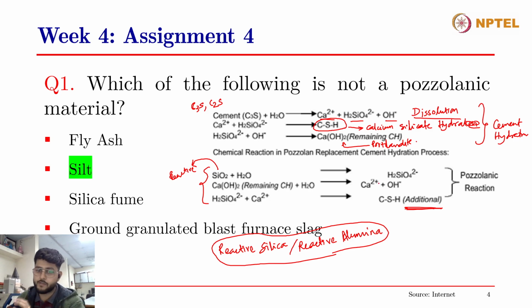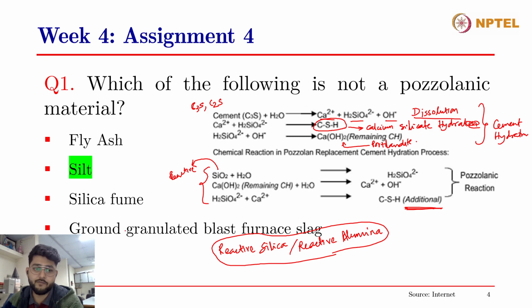So basically, what is a pozzolanic material? It is a material that has reactive silica and requires lime to get activated, and lime and water to react with and produce calcium silicate hydrates. So this is what a pozzolanic material is.